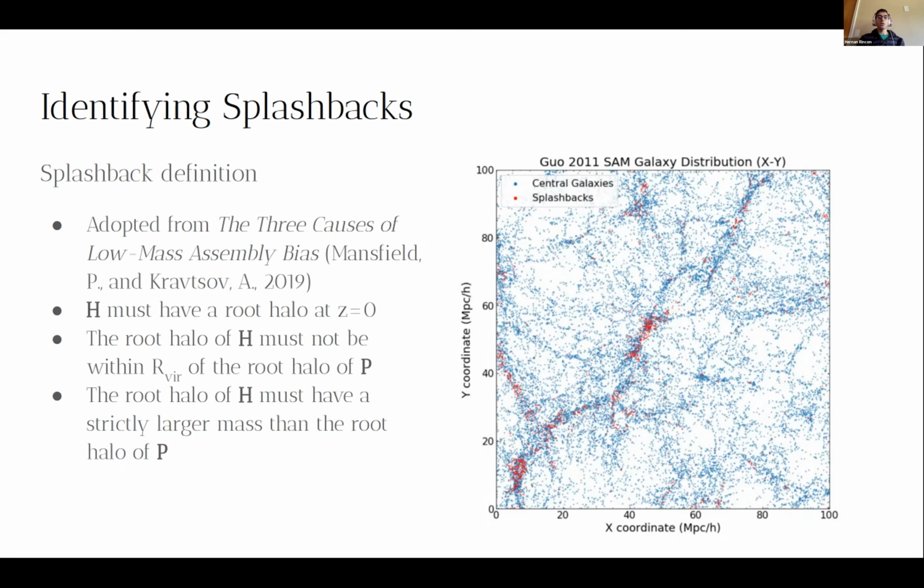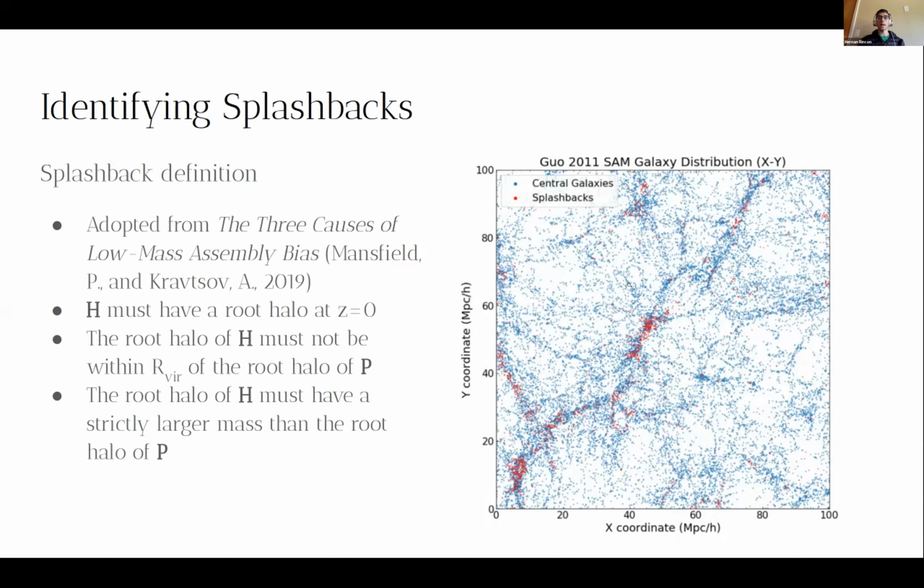One, the host galaxy's halo must still exist at the present time of analysis in the simulation. And two, the host's present halo must not be within the virial radius of the splashback's own present halo. And this is just again because the splashbacks are expected to interact with these halos and with these hosts and then fly off. And then finally, the present host halo must have a larger mass than the present splashback's halo.